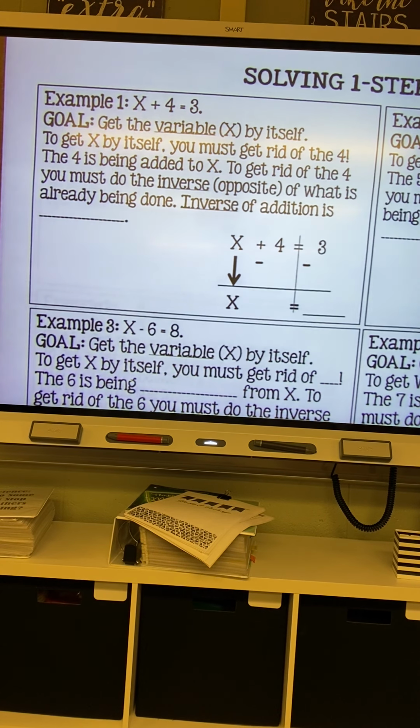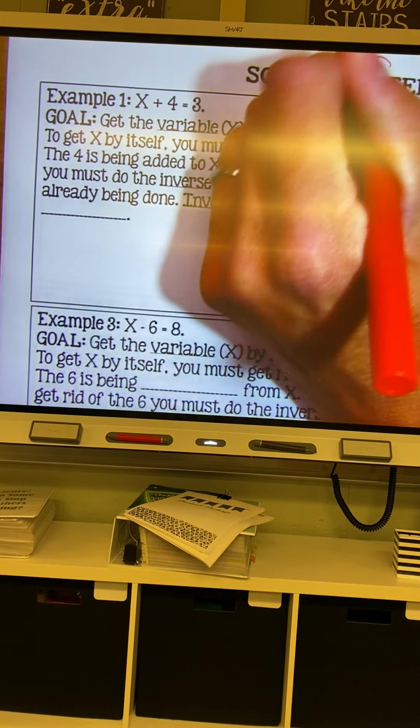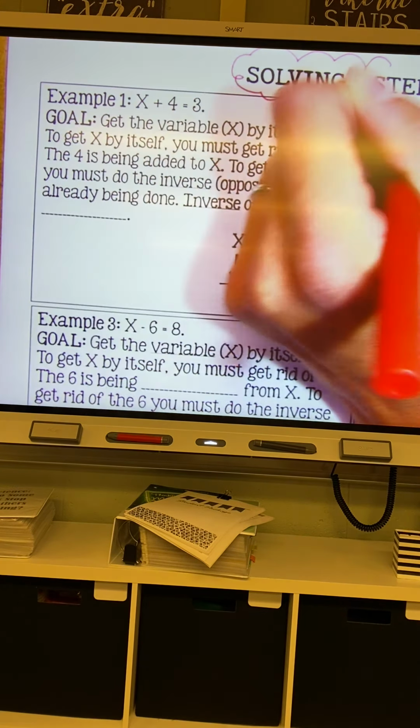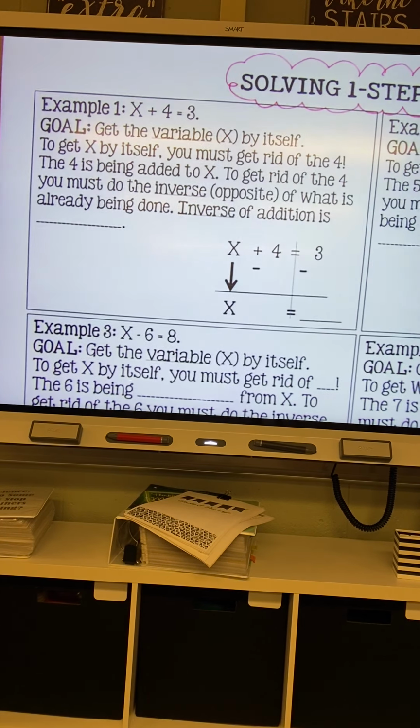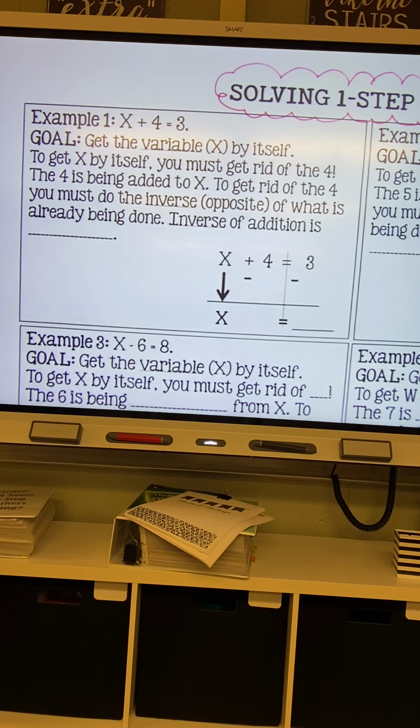All right, so today we are going to review how to solve one-step equations. Along the top it says solving one-step equations. This is a skill that you should have learned back in 7th grade. Just revisiting, make sure that we all understand how to do it. I've got a bunch of examples here.